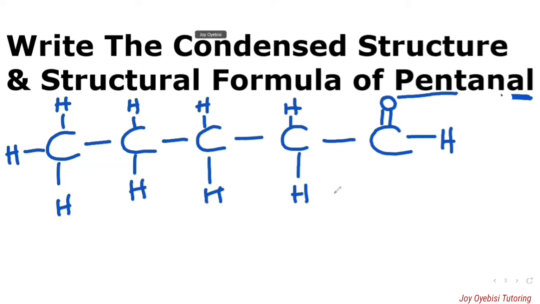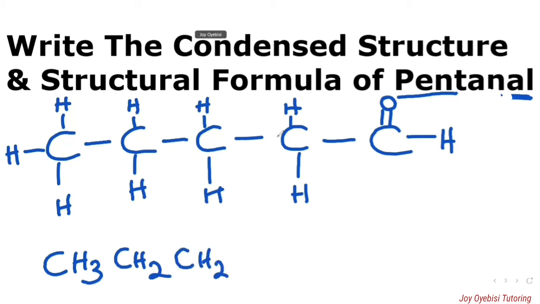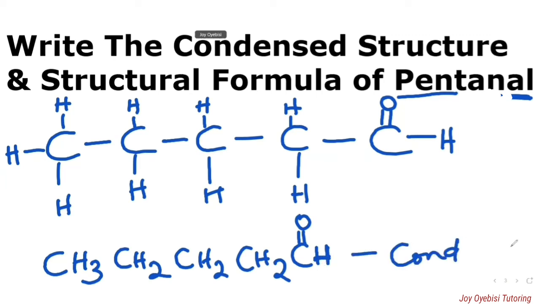Now, if we are to do the condensed structure, we start again with the first carbon. We have CH3. This one here we have CH2. This here we have CH2. We have CH2, and then C double bond OH, like that. So with this you have your condensed formula, and this one is the structural formula.